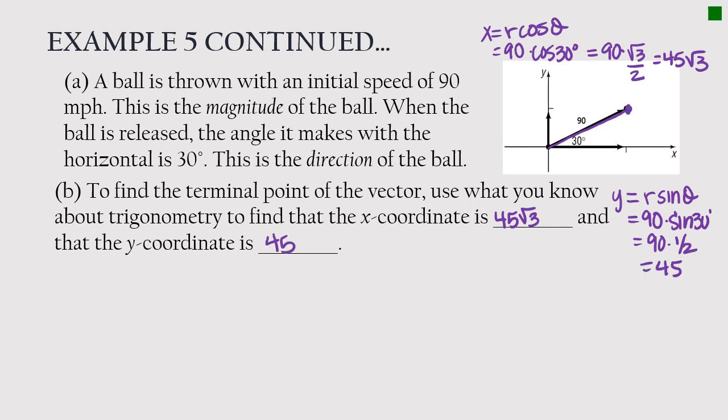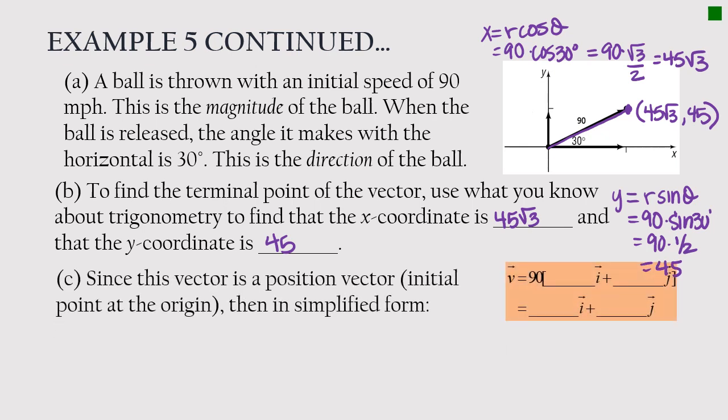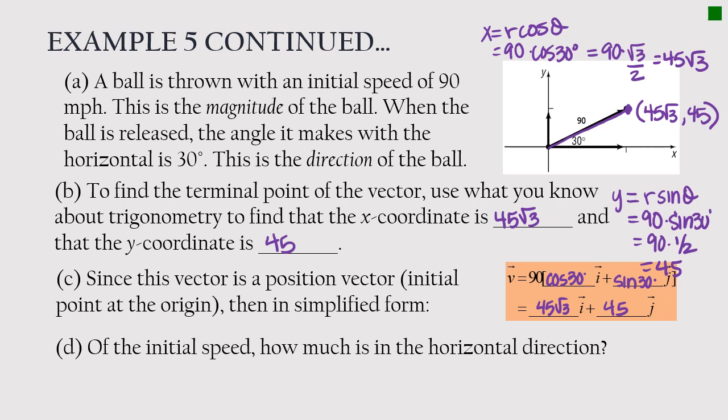So now we know what this actual point is. The point is 45 root 3, comma 45. Since the vector is a position vector, initial from the origin, then its simplified form we can write as 90 times the cosine of 30 degrees i plus the sine of 30 degrees j, which equals 45 root 3 i plus 45 j. Of the initial speed, how much is in the horizontal direction?